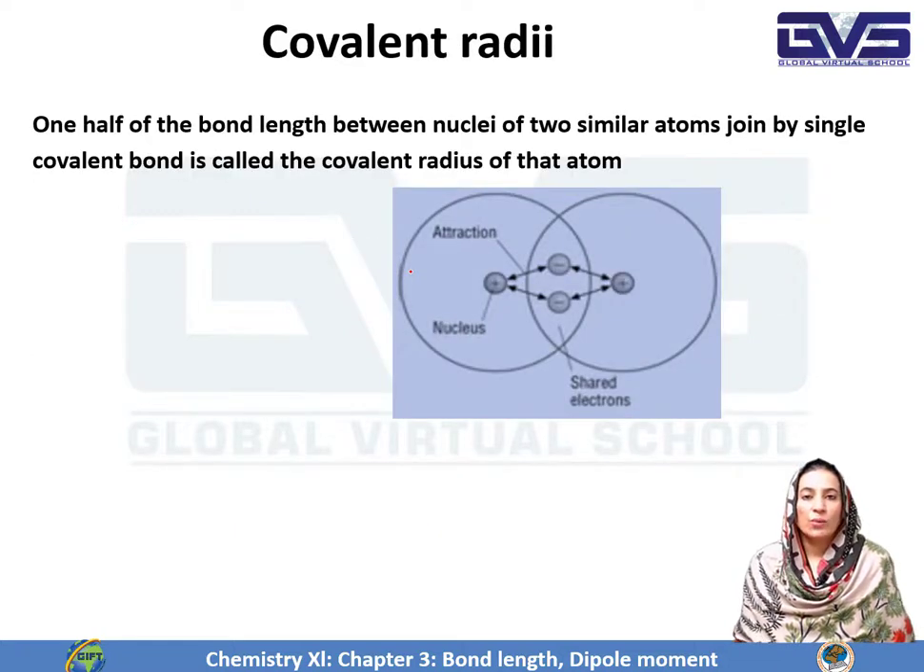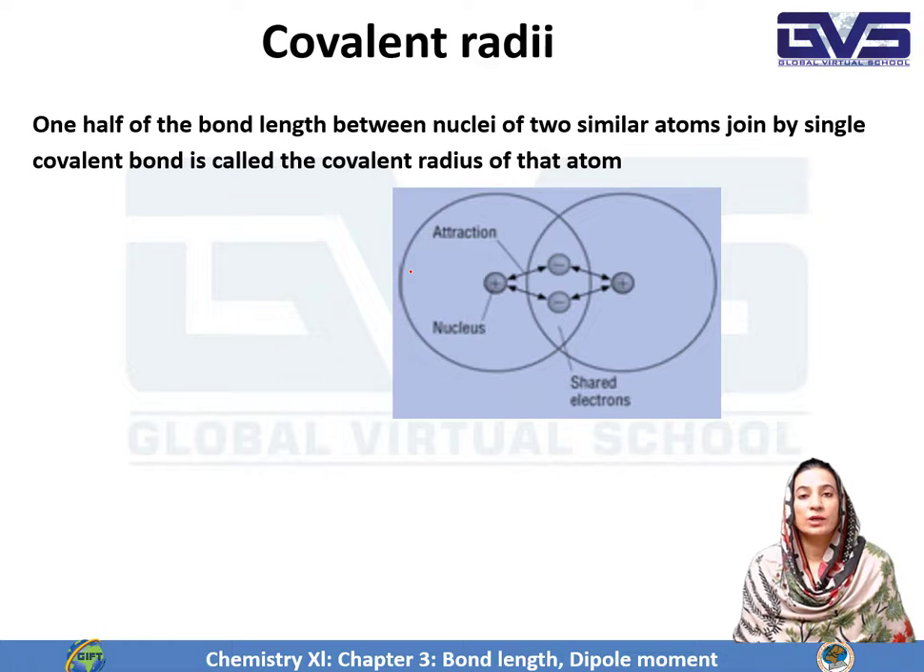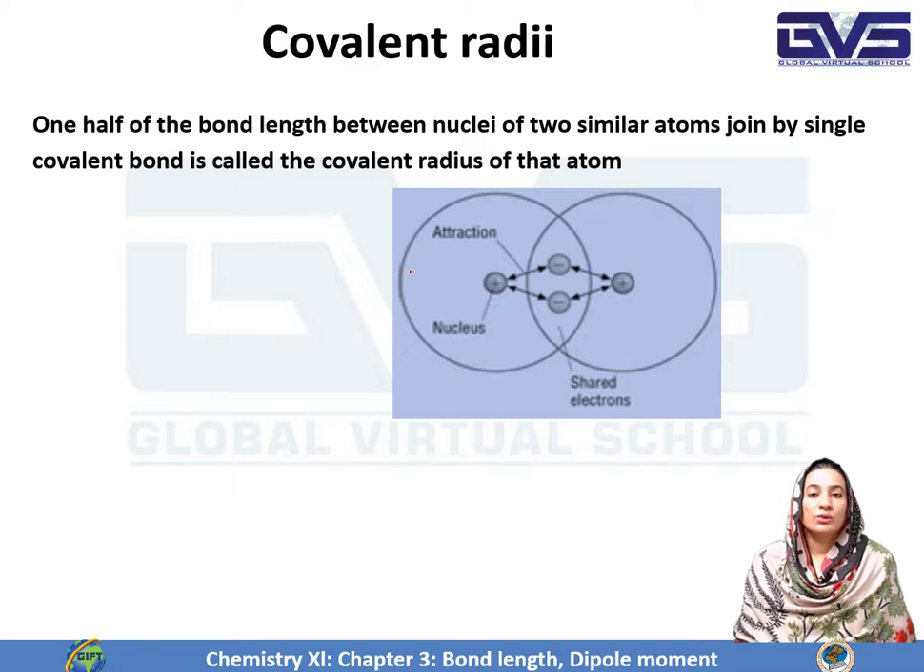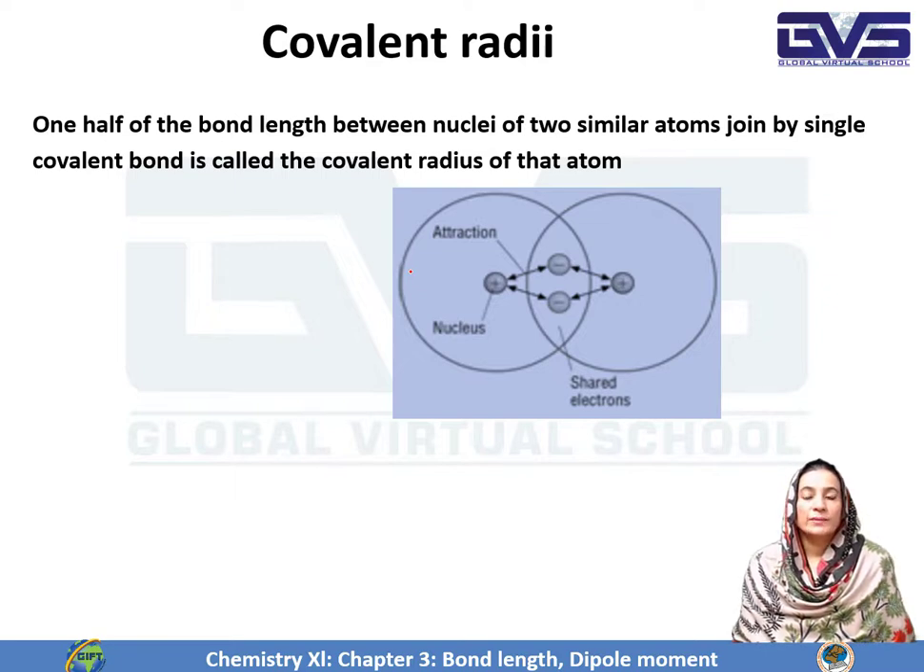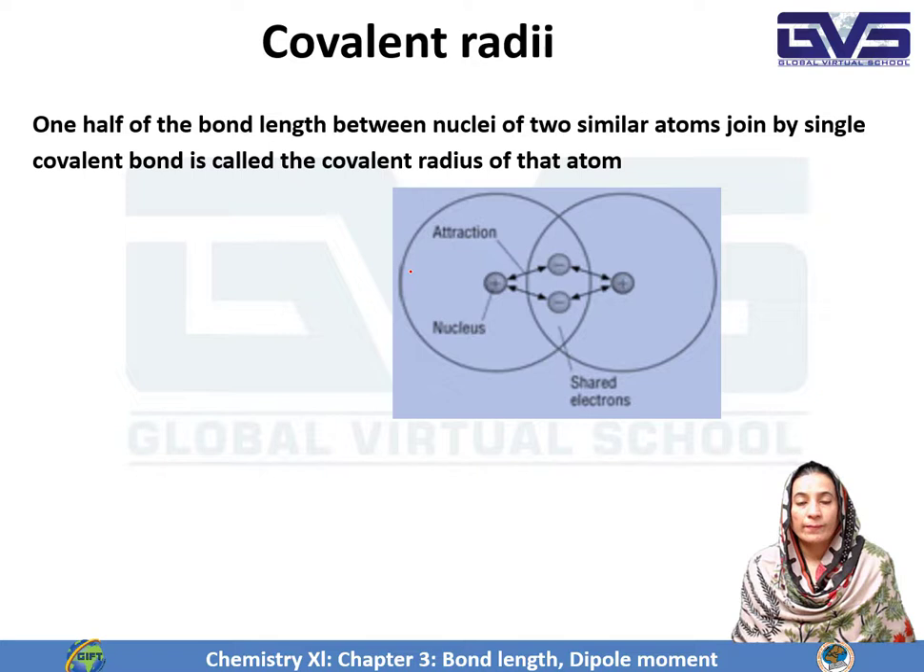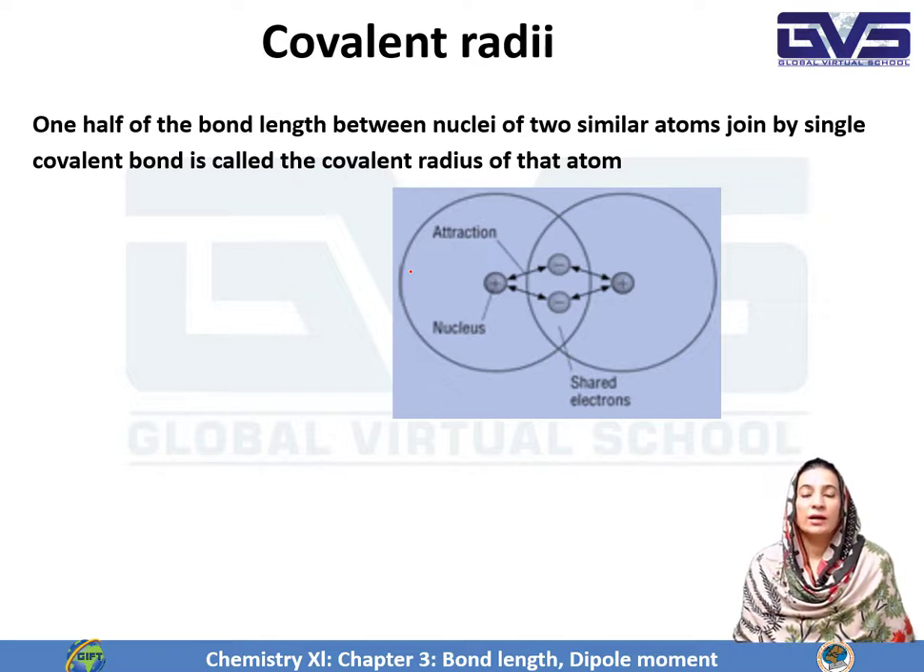And now, what are covalent radii? Students, radii is the plural of radius, and you know what the radius is. Radius is the distance from the center to the edge of a circular object. In the case of an atom, the distance from the nucleus to the outer shell is called the radius. Covalent radius means that when two atoms are joined through a covalent bond, half of the bond length will be the covalent radius.